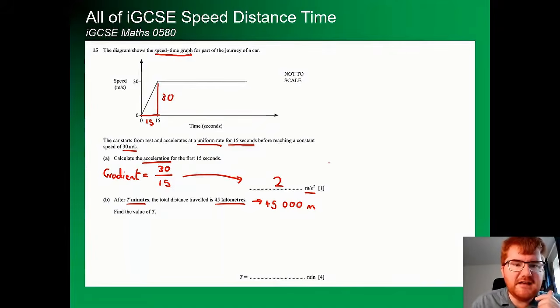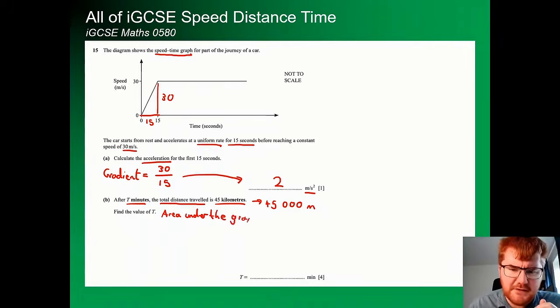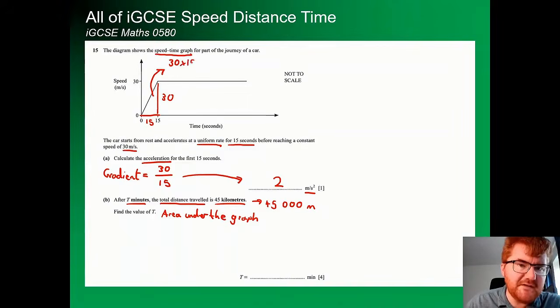My first thought here is, well, if you want to find the total distance travelled, like in the previous question, it's the area under the graph. Now you're probably thinking, well, we don't have two distinct shapes, but let's just work out what we can so far. So we're going to work out the area of this. So we've got a triangle. Remember, it's base times height divided by 2. So we're going to do 30 times 15 divided by 2 to work out the area of this triangle.